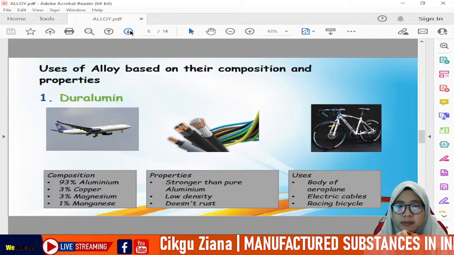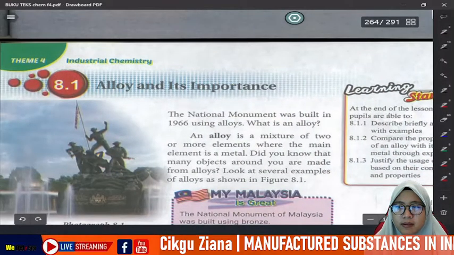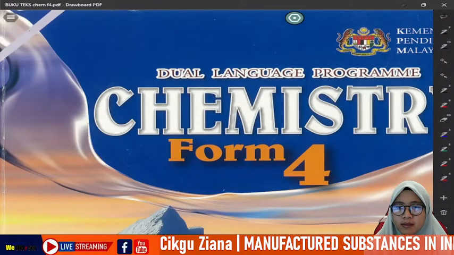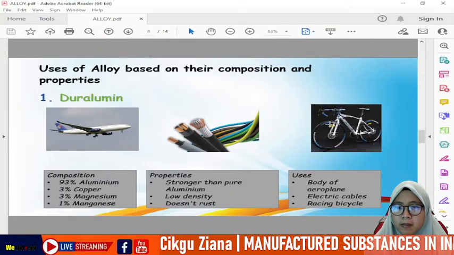So these are the uses of alloys based on their composition and properties. The first one is duralumin. For duralumin, the uses are for the body of aeroplanes, electric cables, and racing bicycles. For the composition, it contains 93% of aluminium, 3% copper, 3% of magnesium, and 1% of manganese. For the properties, it is stronger than pure metal, has low density, and doesn't rust.